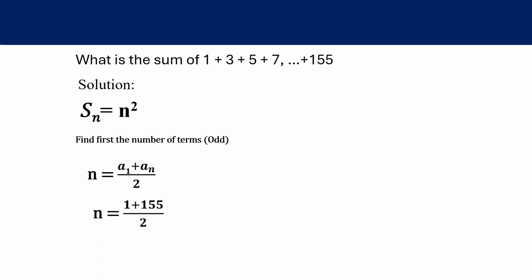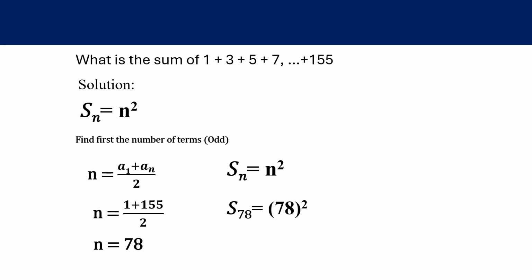So, a sub 1 is equal to 1 plus your a sub n is equal to 155 divided by 2. That would be 156 divided by 2, and 156 divided by 2 is equal to 78. So, saka mo palang magagamit yung formula na n squared. So, S sub n is equal to n squared. N is equal to 78. So let's just replace it with 78.